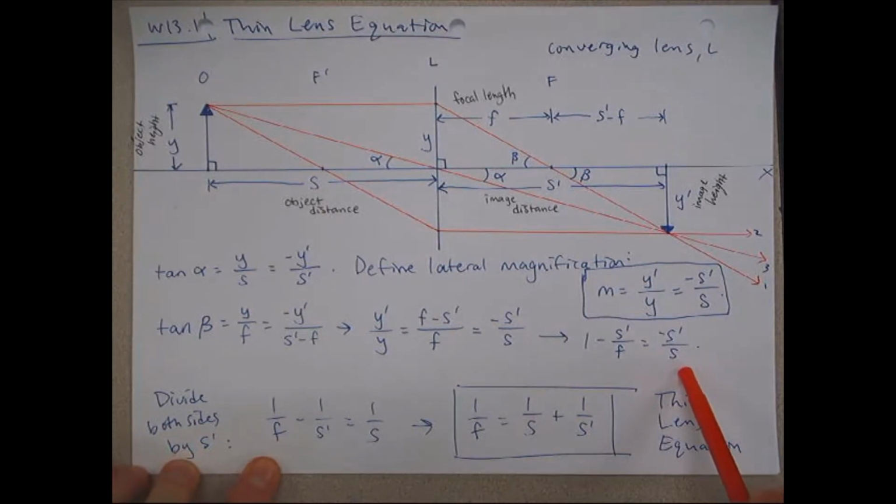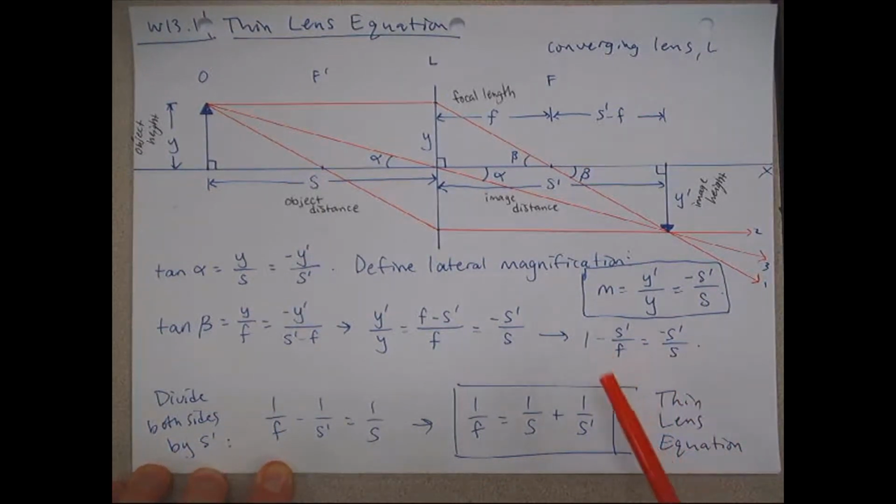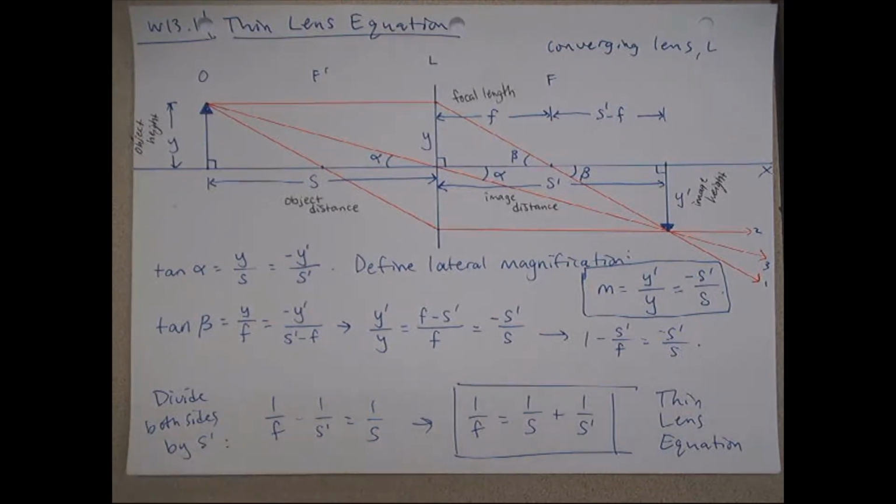From here, we can simply divide both sides by s prime, the image distance. You end up with 1 over f minus 1 over s prime is equal to 1 over s. And the form of this thin lens equation that you usually run into will be 1 over focal length equals 1 over object distance plus 1 over image distance.